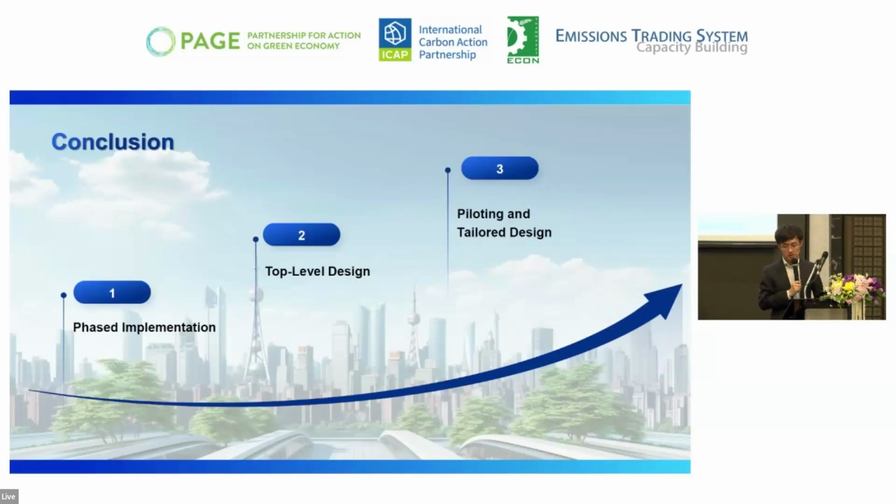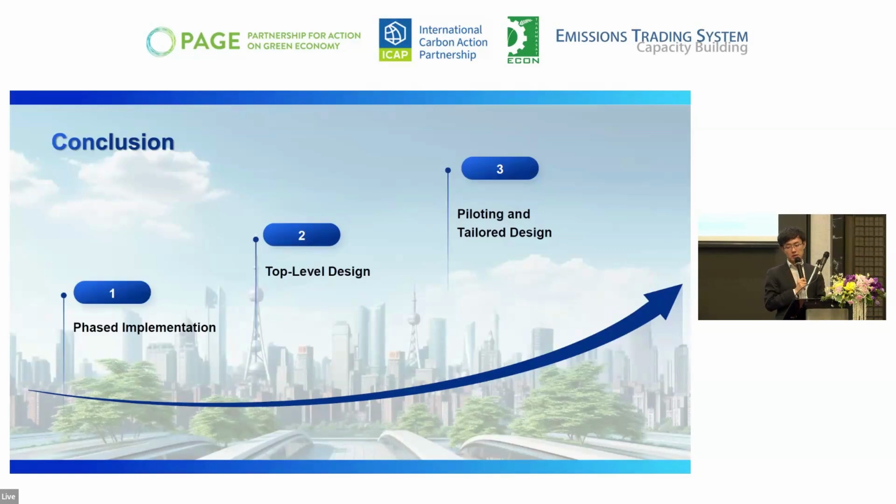And then piloting and tailored design are really, really important. Piloting doesn't mean having several pilots at the same time. Piloting the system gradually to become more mature is piloting. And tailored design: before China, there wasn't a program that used an intensity-based target. But after China implemented its ETS, there is an intensity-based target for measuring ETS performance and reducing emissions. So I think this is a kind of model that developing countries can follow for tailored design for their own characteristics.